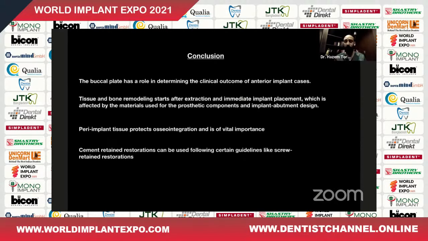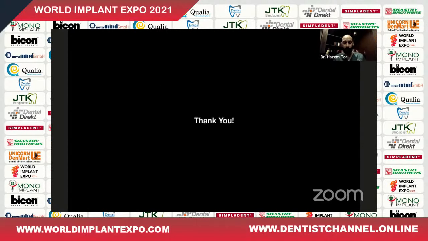Screw retained restorations are, of course, the most common method today, but if we have good biological understanding and choose the correct implant abutment design, we could achieve successful cases with cement retained restorations. And that's not from myself, but research and recent studies have shown that the success or survival rate of implants in screw retained restorations is the same as cement retained restorations. There's no difference in terms of literature and long-term successful results.